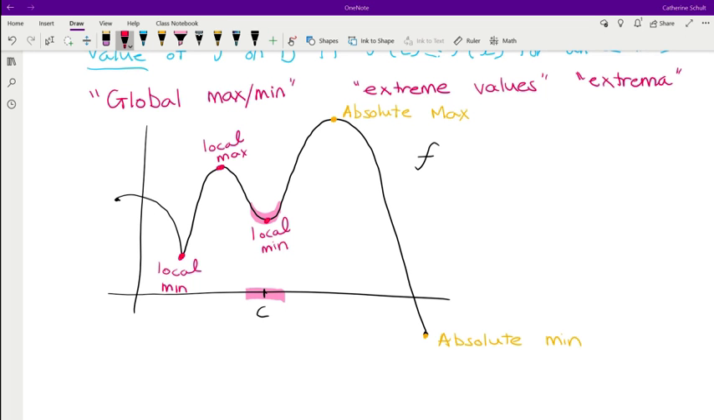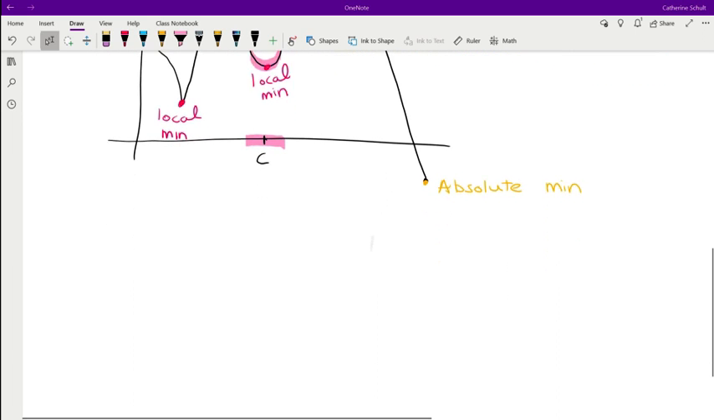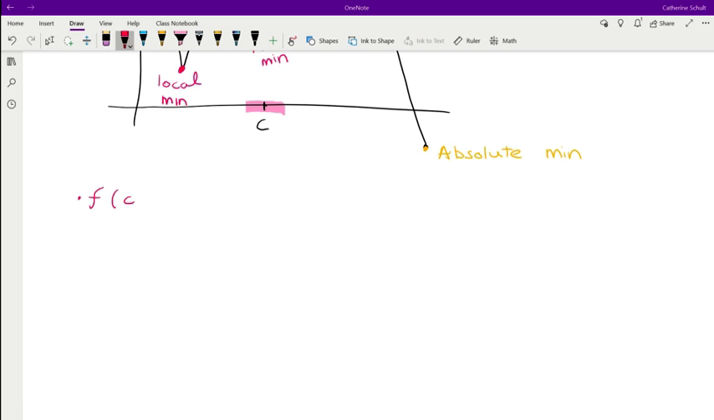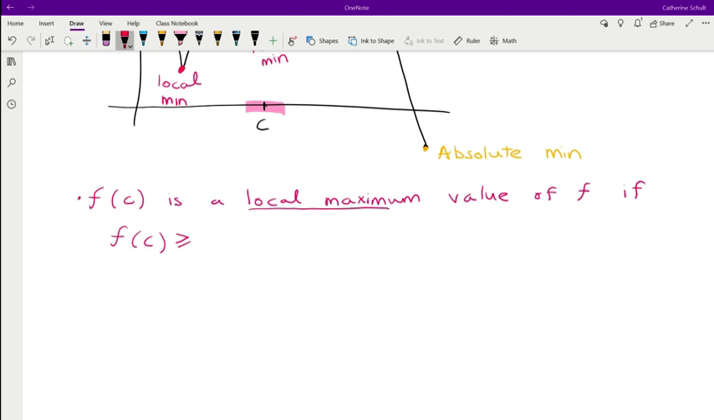Okay. All right, so let's define these. So we're going to define the local min and local max. Okay, so we can say that f of c is a local maximum value of f if, and then we have a similar definition, f of c is greater than or equal to, because again, it's a local maximum, f of x. And now this time, instead of saying for all x in the domain, we can just say when x is near c. All right, like we did right here. We highlighted an area around c.